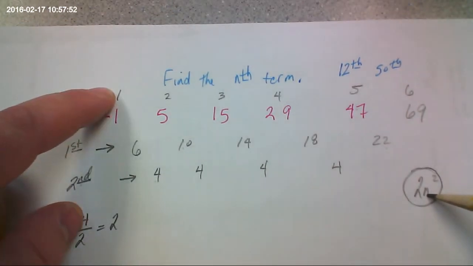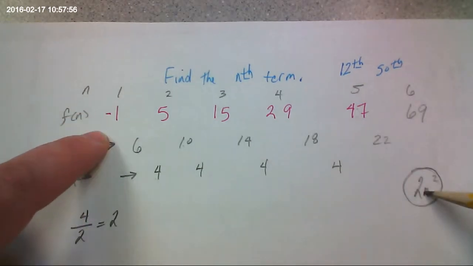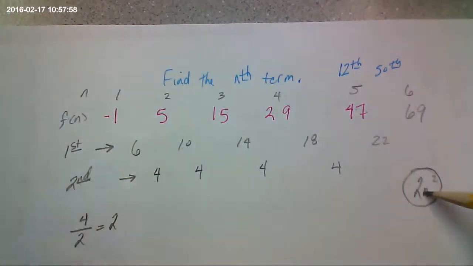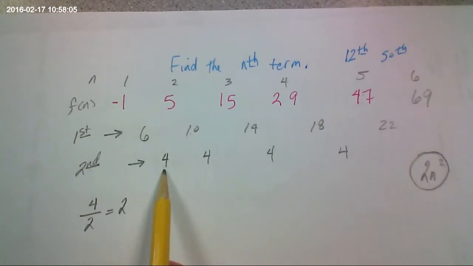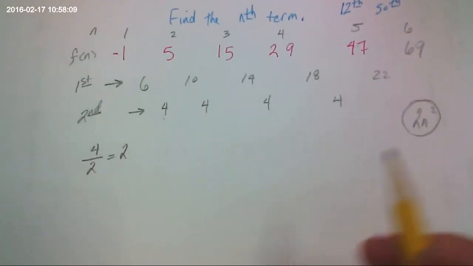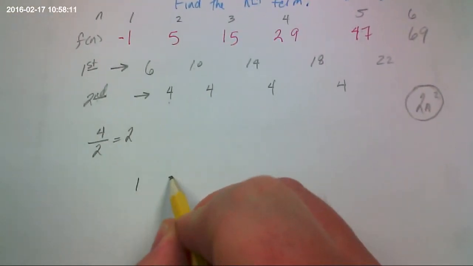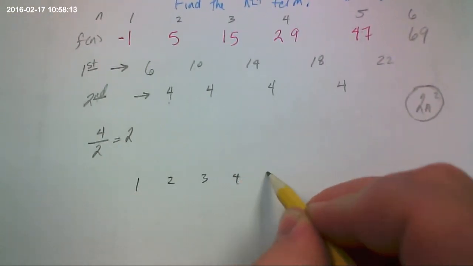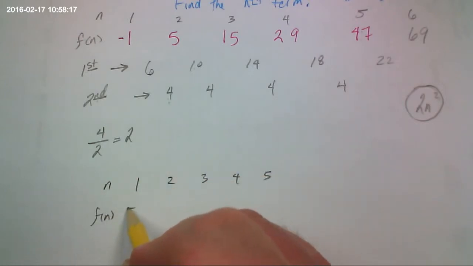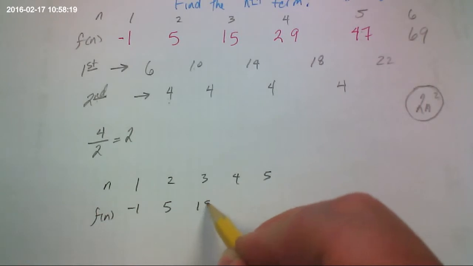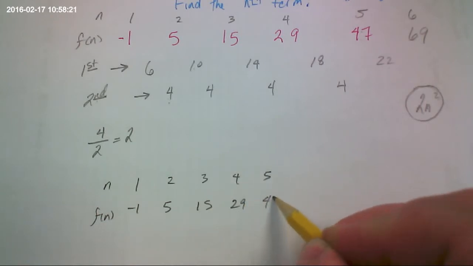So if I plug in 1 squared is 1 times 2 is 2. That's not negative 1. That doesn't work. That's not it. And so now I got to do a little bit more work. If this was a 6 instead of a 4, then it would be 3n squared. All right. So next thing I'm going to do, I'm going to rewrite a table. Here's n. Here's what my sequence is: negative 1, 5, 15, 29, and 47.